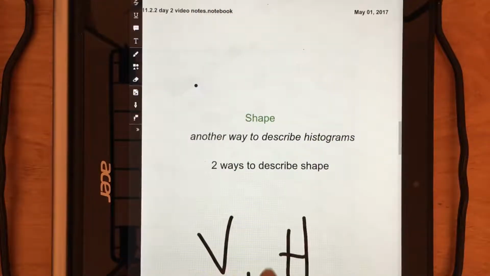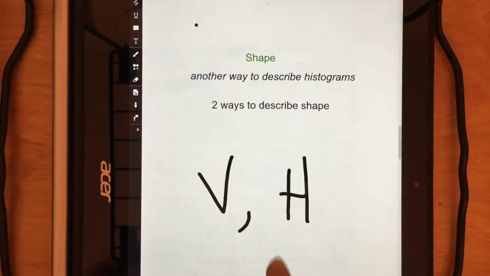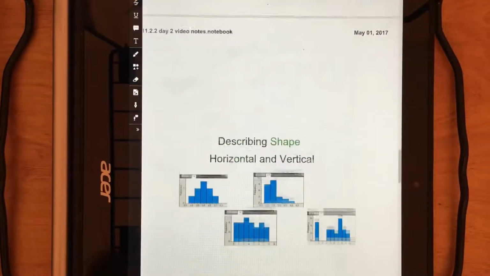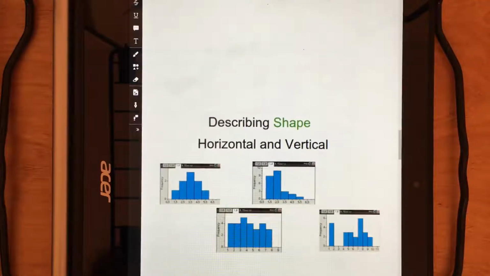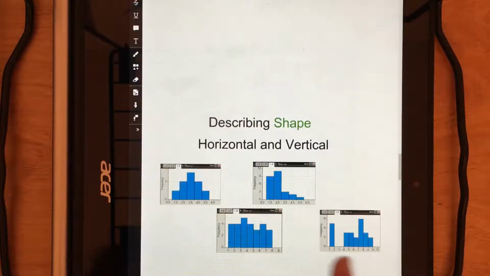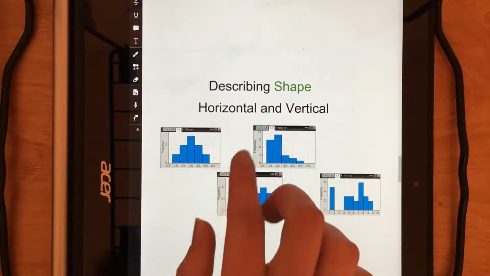So we're going to talk about both vertical and horizontal and which ones are called which. This is talking about the shape of the graph. Okay. So describing the shape of the graph is horizontal and vertical. We have all 4 different graphs. They look a little bit different. So we're going to say, okay, how do we describe the shape best? We're going to have a couple of different names for things. So that's why we're going to do horizontal and vertical.